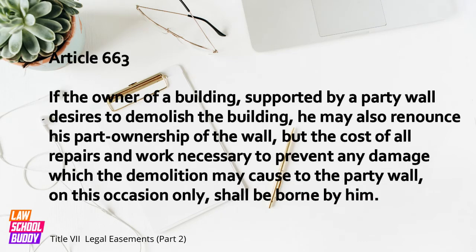Article 663. If the owner of a building, supported by a party wall, desires to demolish the building, he may also renounce his part ownership of the wall, but the cost of all repairs and work necessary to prevent any damage, which the demolition may cause to the party wall, on this occasion only, shall be borne by him.